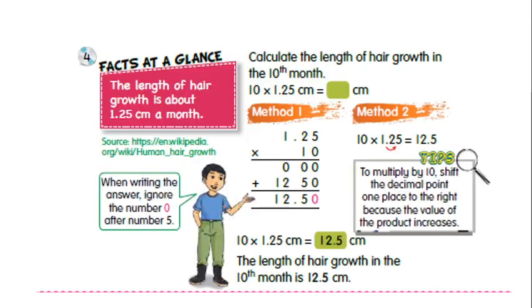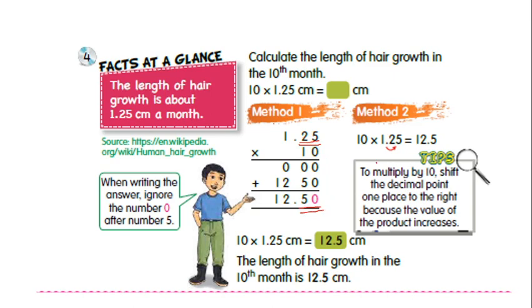Okay, so next one, we have calculate the length of hair growth in the 10th month. Okay, pada bulan yang ke-10. So method number 1. Okay, look at this method. It is the same as how you multiply the whole number. Okay, look here. How many decimal places? 2. Ada 2 tempat perpuluhan. So the answer also 2 decimal places.